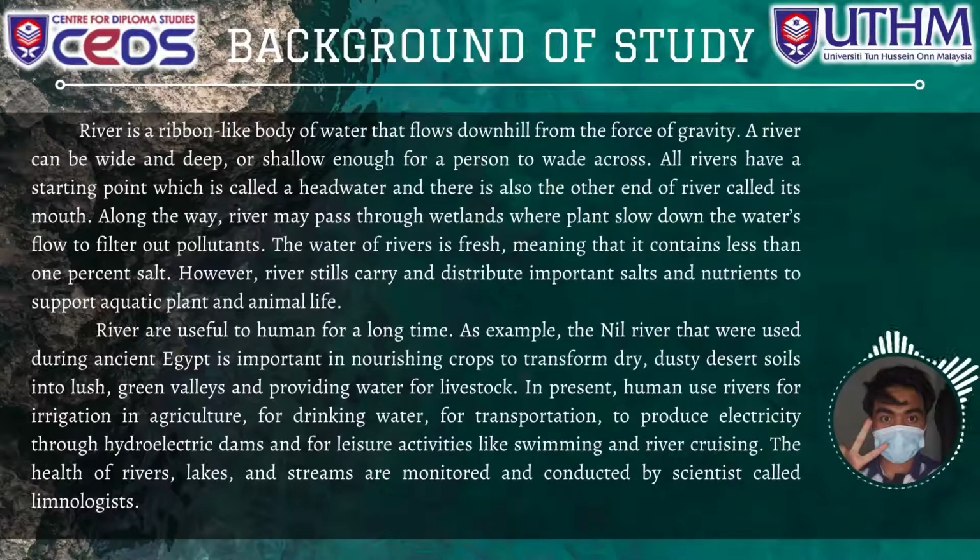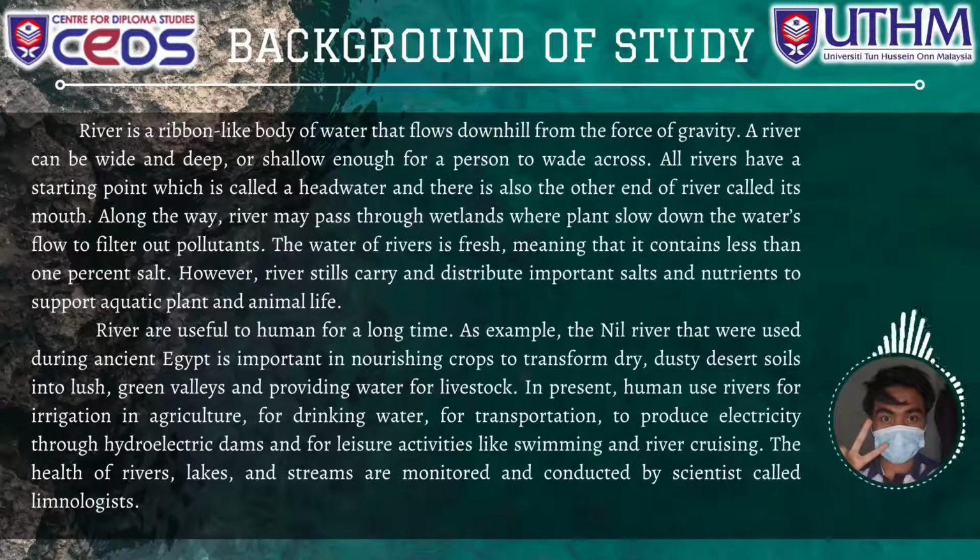called its mouth. Along the way, a river may pass through wetlands where plants slow down the water's flow to filter out pollutants. The water of rivers is fresh, meaning that it contains less than 1% salt. However, rivers still carry and distribute important salts and nutrients to support aquatic plant and animal life.